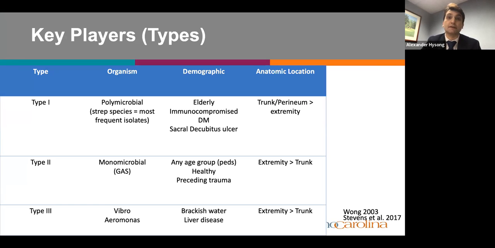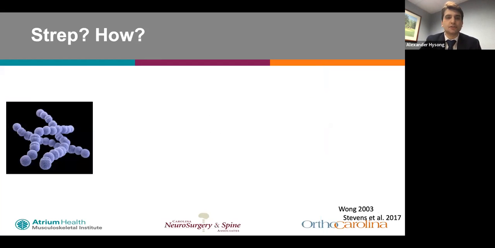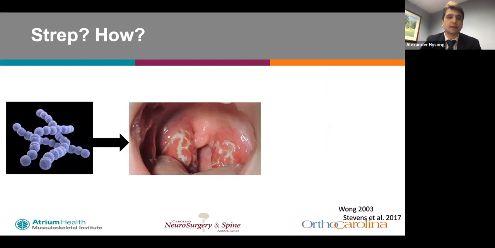It can affect any patient in the population or any age group, like the patient in our case presentation, and it typically involves the extremities over the trunk. Type 3 we won't focus on for this talk. And an important point is that even in type 1, these polymicrobial subtypes, strep species are the most commonly isolated bacteria from these groups. So when we focus on type 2 to create this conceptual framework, we're talking about group A strep. And yes, the same bacteria that causes strep pharyngitis.